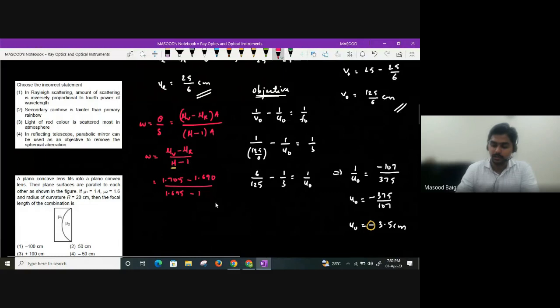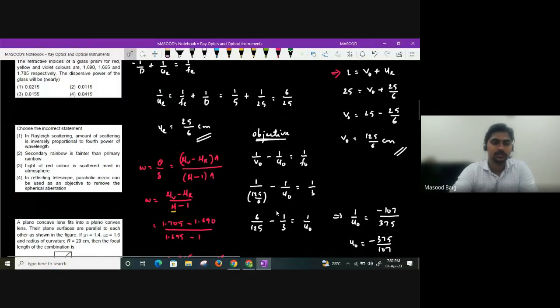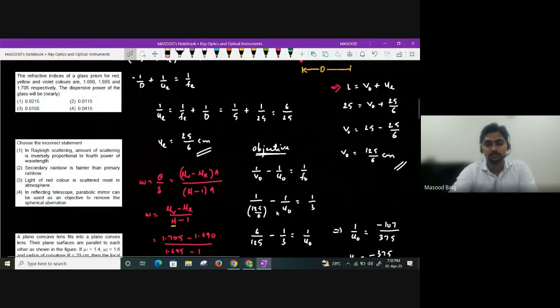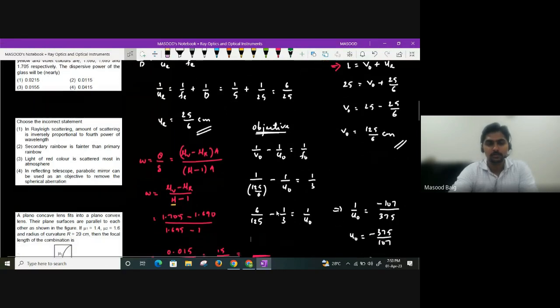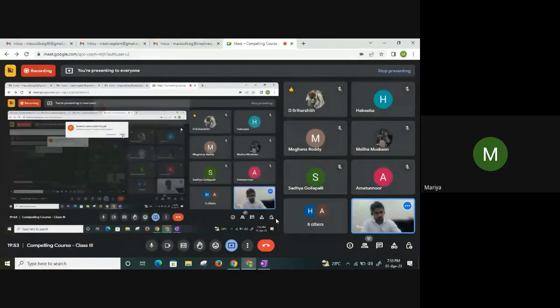Don't try to write down the subtraction here. As we can see, the numerator is 0.015, and the denominator I think you'll get as 0.695. So whatever it is, you can just solve for this. You will get 15 divided by 695, or you can take 15 divided by 700, and you will get the corresponding answer. Is that okay, all of you? Dispersive power, again, is the ratio of dispersion to deviation, guys. Clear, everyone? Am I audible? Yes, sir. I hope it is clear.